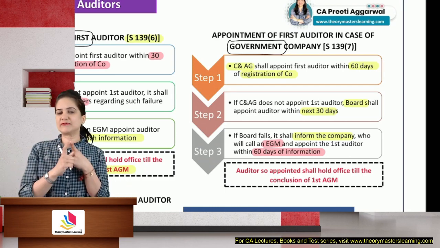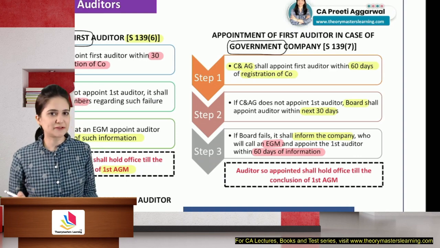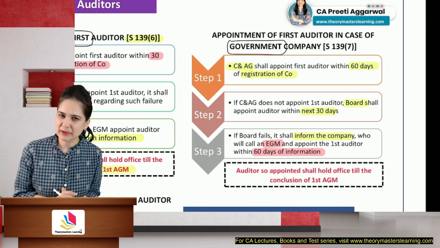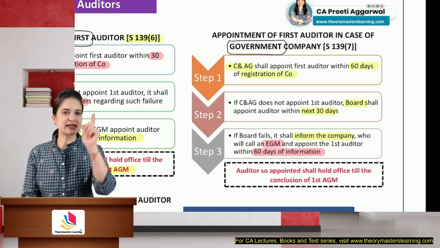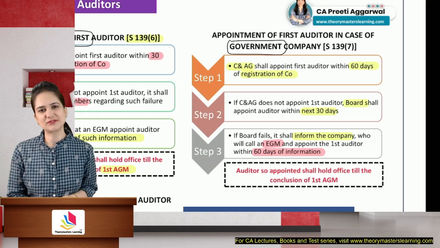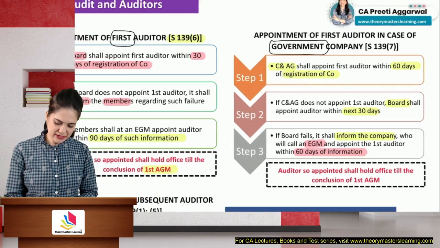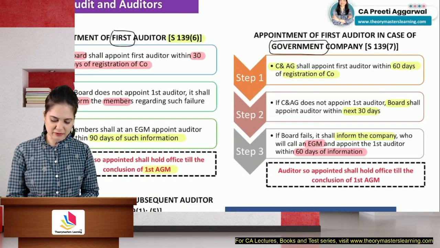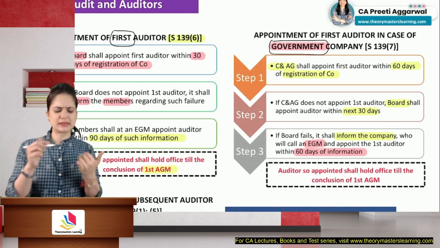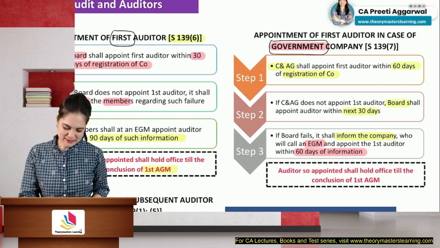So let us revise. CAG will appoint the auditor within 60 days of registration of the company. If CAG fails, the board will appoint within the next 30 days. And if the board fails, then they will inform the members, and the members will appoint the auditor within 60 days from date of information. Auditors so appointed will hold office till the conclusion of the first annual general meeting. Okay. So these are the 4 points which you will write in case of appointment of auditor in case of a government company, or as I informed, a company which is either owned or controlled directly or indirectly by central government, one or more state governments, partly by central, partly by one or more state governments.